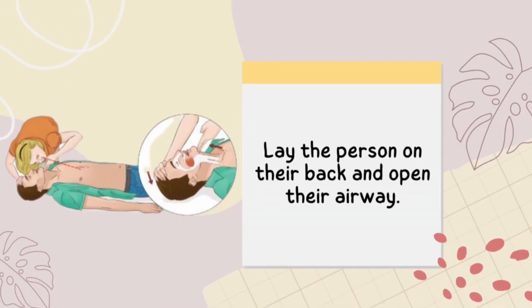Step 2. Place the person on their back and open their airway. Place the person carefully on their back and kneel beside their chest. Tilt their head back slightly by lifting their chin. Open their mouth and check for any obstruction, such as food or vomit. Remove any obstruction if it is loose. If it is not loose, trying to grasp it may push it farther into the airway.